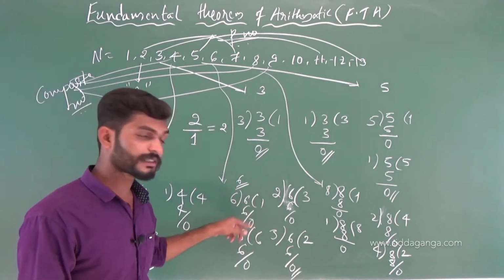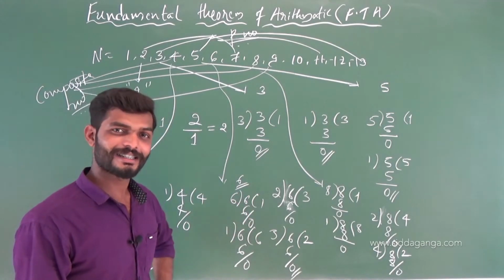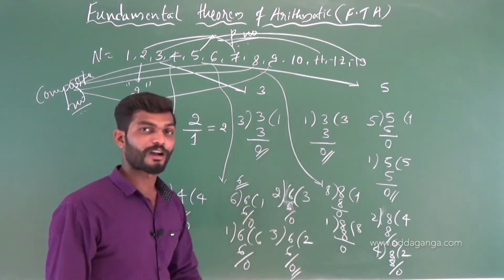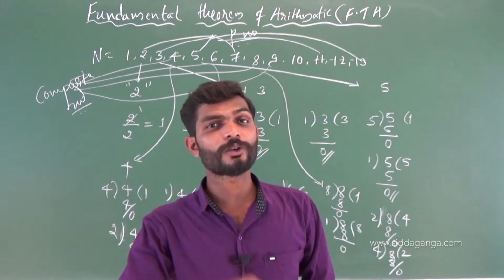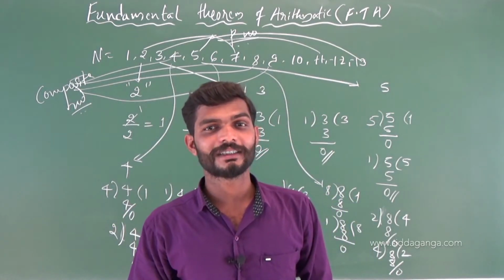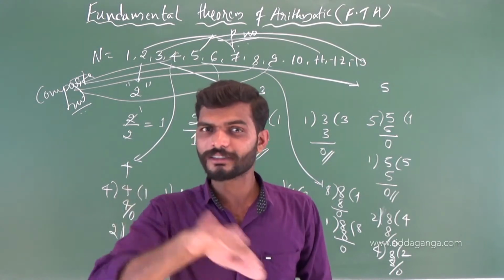There are 4 divisors of 6. Right? Therefore, I call these composite numbers. Therefore, composite numbers are the numbers which have more than 2 divisors, that is, which have divisors other than 1 and itself.